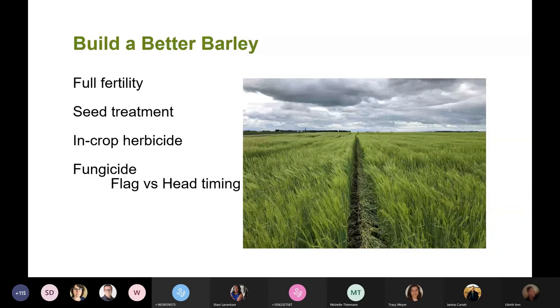What Cargill has been doing for the past few years is running a program called Build a Better Barley, in conjunction with Syngenta. At our local teams, we encourage that you have a full fertility program. But what the program basically targets is making sure that you have the appropriate seed treatment on your seeds prior to planting. So getting your seeds tested, seeing what's there, putting on your seed treatment, doing your in-crop herbicide using something from the Syngenta lineup, an Axial branded product or something like that, and having a flag leaf product on your barley.